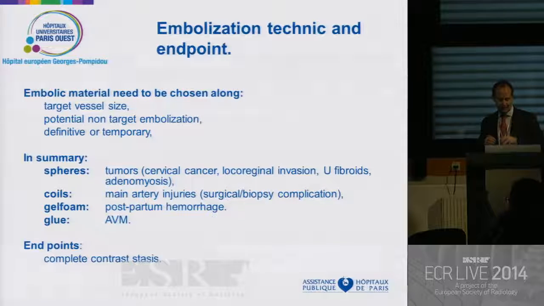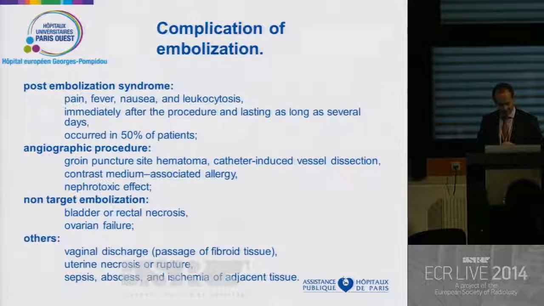So in summary, we use spheres for tumors, for cervix cancer with local regional invasion, uterine fibroids, or adenomyosis. We use coils when we have main trunk artery injuries, typically for surgical biopsy complications. And we can use gel foam, because it's resorbable, for postpartum hemorrhage. When we use glue, it is especially for arteriovenous malformation. The endpoint is really common to all these techniques: to obtain a complete stasis, meaning there is no flow downstream of the embolic agent.